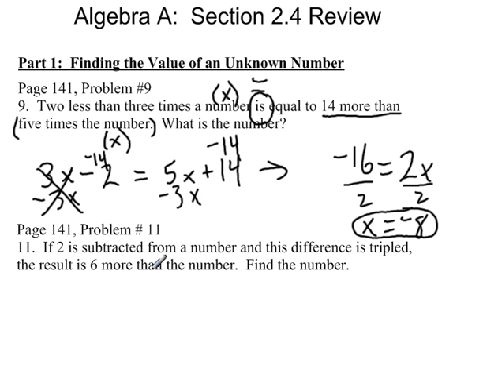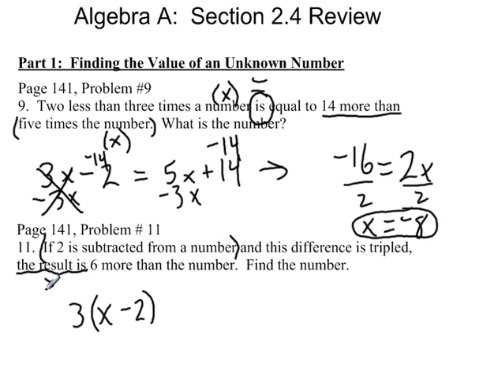So moving on to problem 11 from the same section, same page. It says if 2 is subtracted from a number and this difference is tripled, the result is, now here's where your equals will be. So the problem is split in half right there. Said if 2 is subtracted from a number and this difference is tripled. You want to read that as a parenthesized expression. When 2 is subtracted from a number, I'm going to use x again as the number, so x minus 2. This difference is tripled. That means I'm going to have to multiply that entire expression by 3.